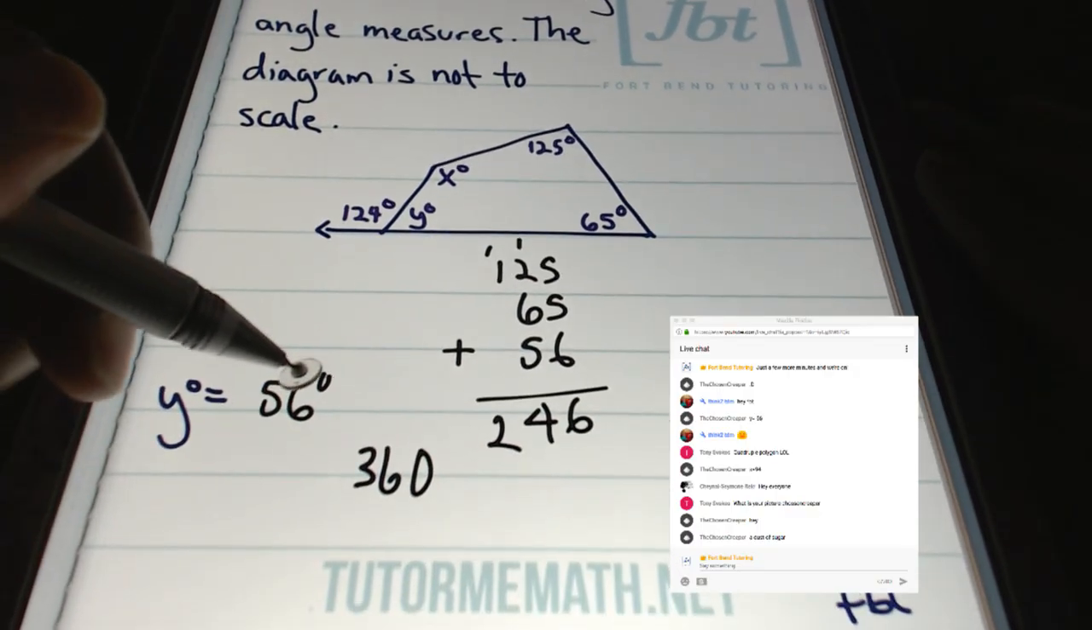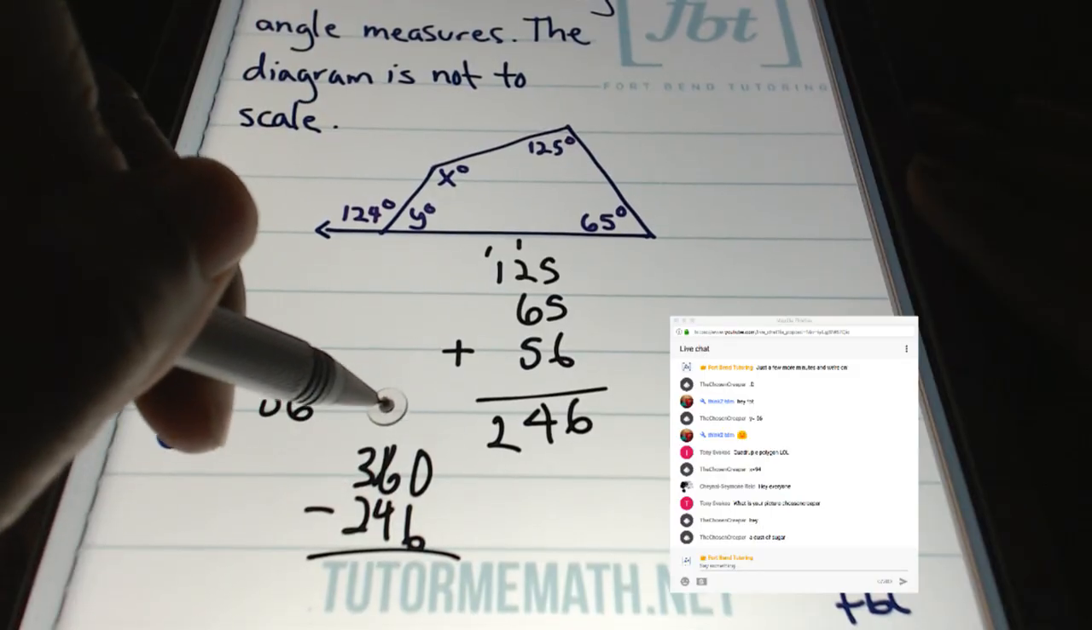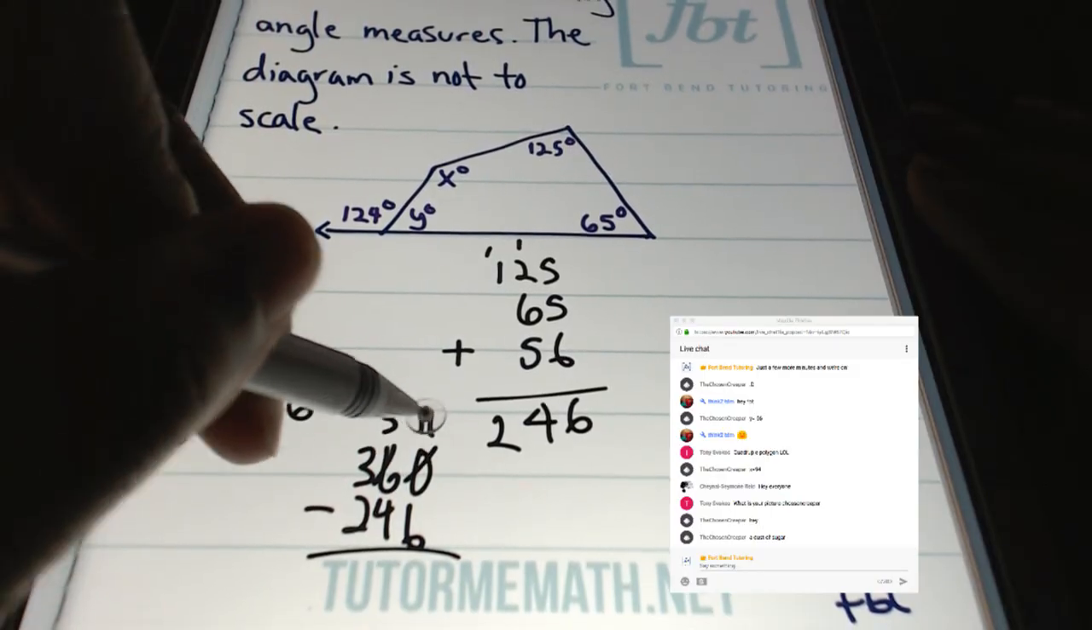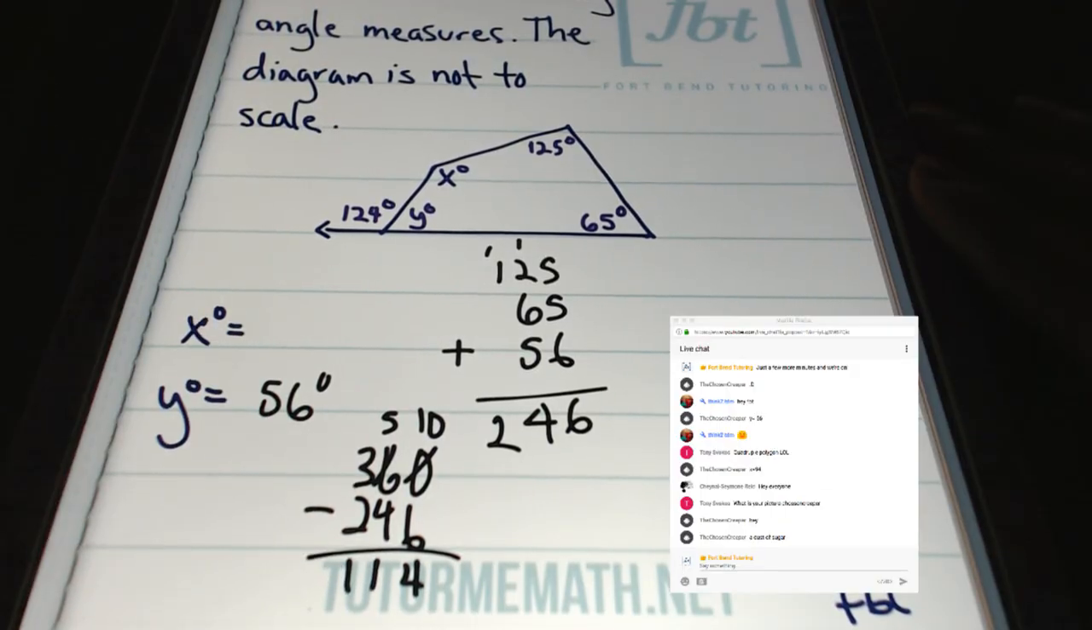Let's go ahead and subtract the 246 from the 360. There we go. Is that correct there? We have 114 degrees.